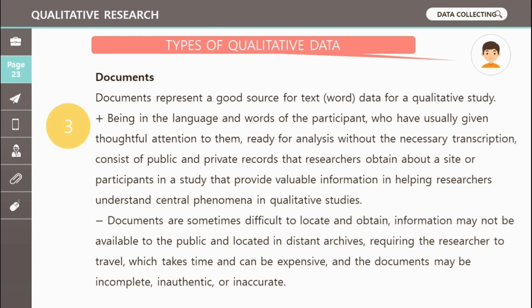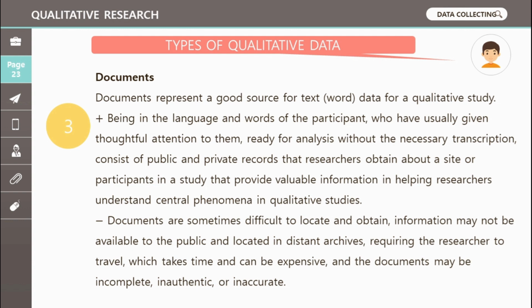The third type is documents. Documents represent a good source of text data for a qualitative study. The advantage of documents is that they are in the language and words of the participants, who have usually given thoughtful attention to them, and they are ready for analysis without the necessity of transcription. They consist of public and private records that researchers obtain about the sites or participants in a study that provide valuable information in helping researchers understand central phenomena in qualitative studies.